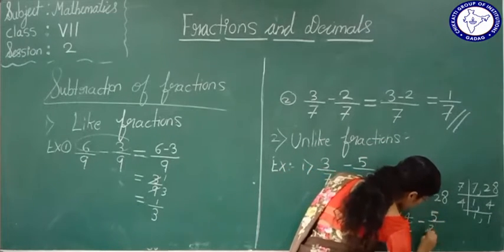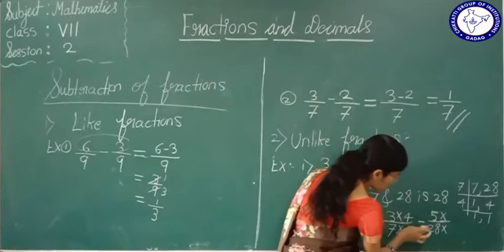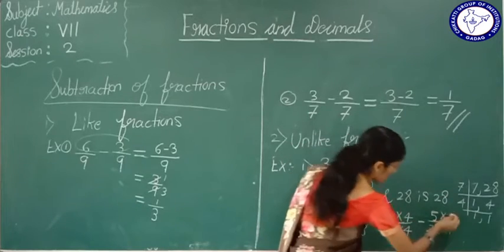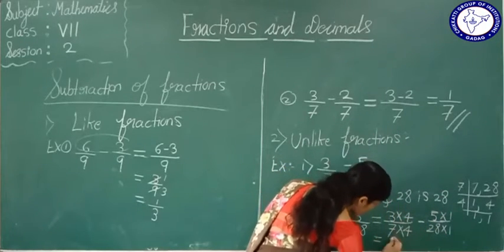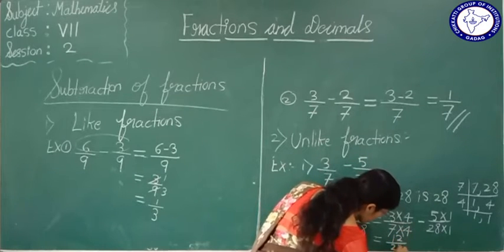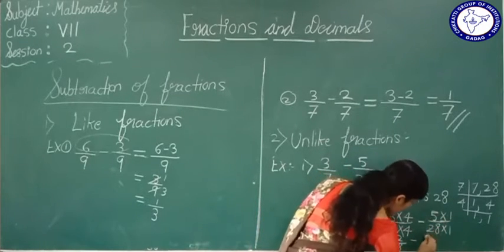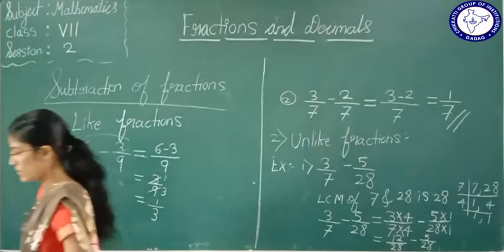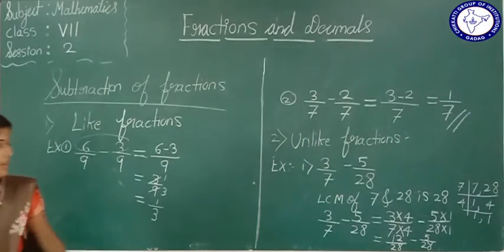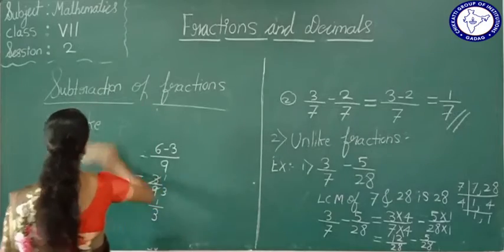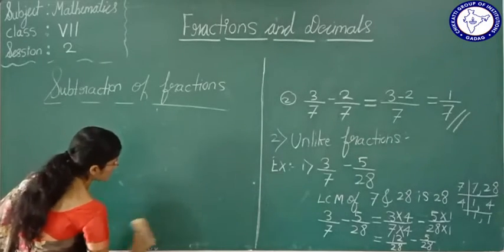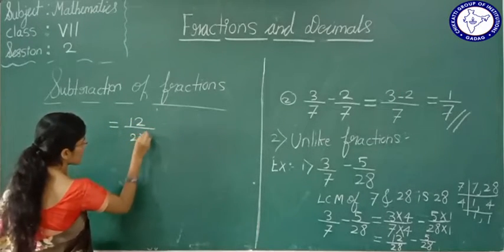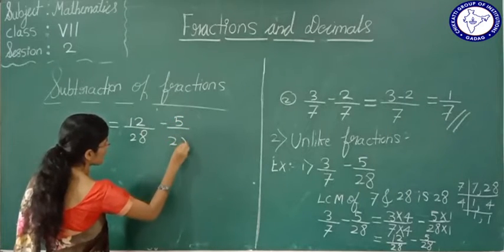Minus 5 by 28. 28 how much is 28? 28 ones are 28. Therefore multiply both numerator and denominator by 1. Now see here, 3 fours are 12. 7 fours are 28. Minus 5 ones are 5. 28 ones are 28. Now see here, we have converted that into a like fraction. Now you knew how to subtract the like fraction. Yes or no? See here, it is equal to 12 by 28 minus 5 by 28.